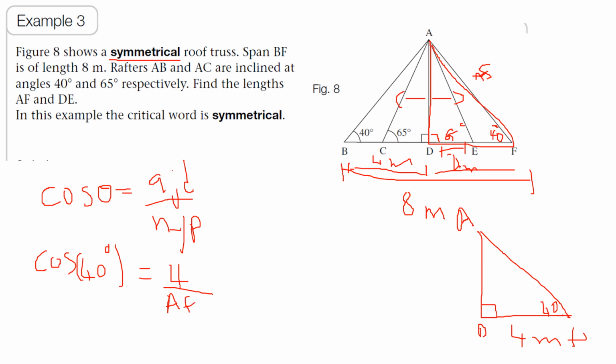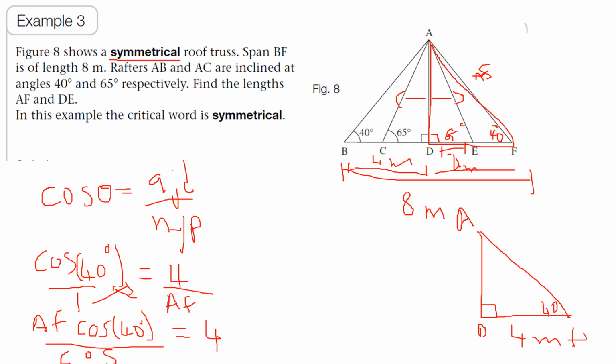And then from here, you know it's over 1. You can just do your math. You cross multiply. It's going to be AF cos of 40, and then this one here will multiply with the top, so it's 1 multiplied by 4, which is 4. And then you divide both sides by cos of 40.